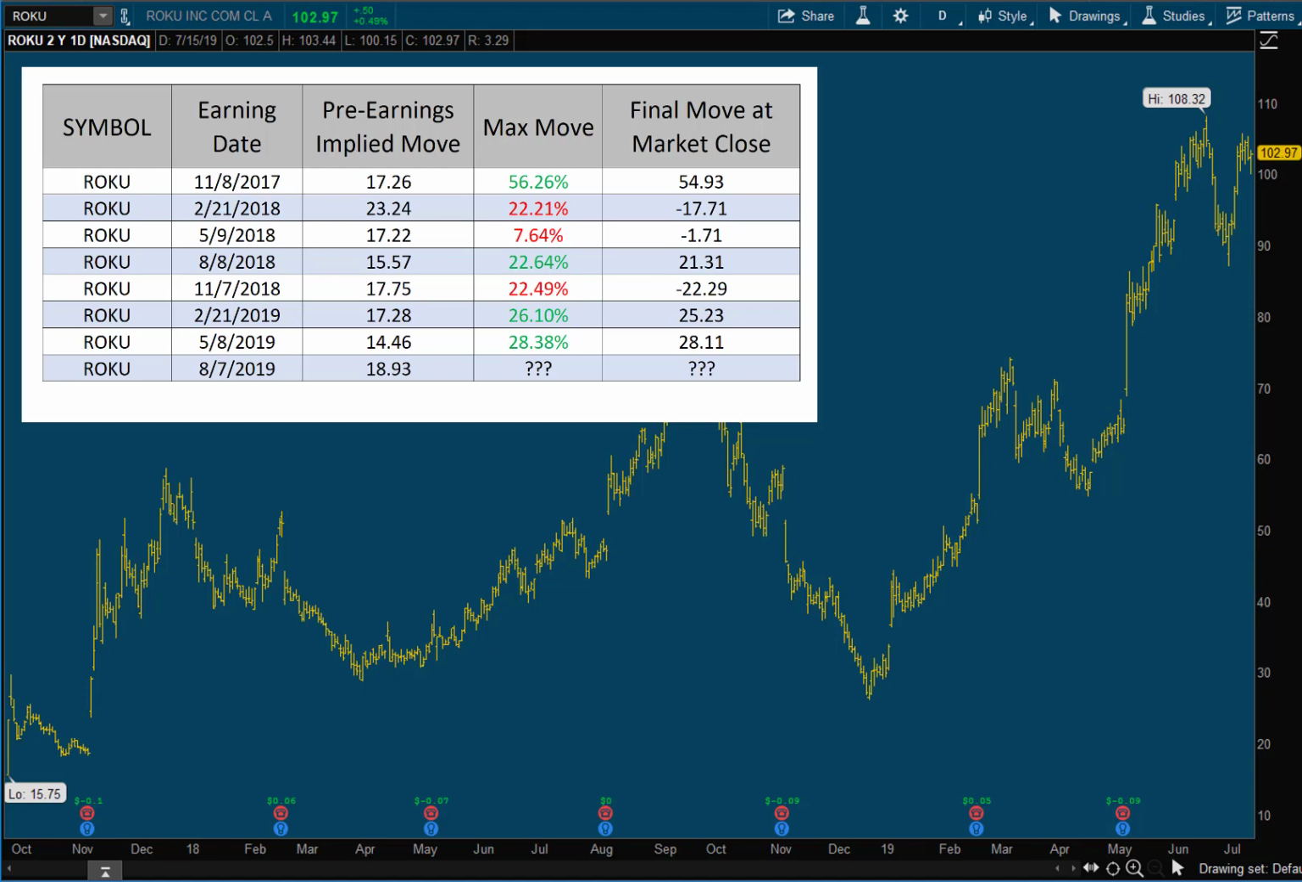The way that we trade earnings is we use a back tester to back test previous earnings dates. And then we want to see how much the market moved, or how much the stock moved, after the earnings were released. We also want to go back and see the pre-earnings implied move. This is before a stock announced earnings, what was its volatility traded at?